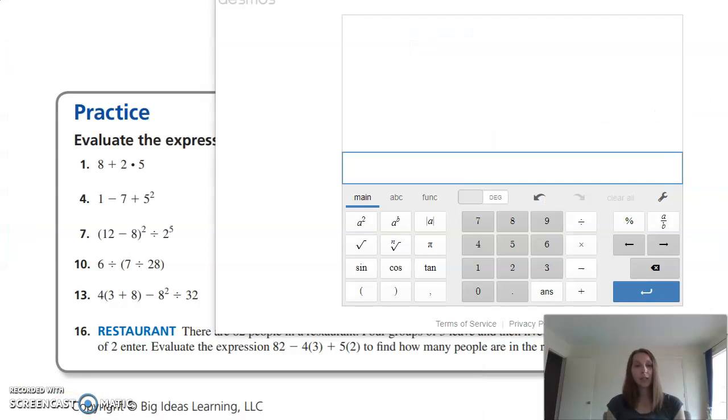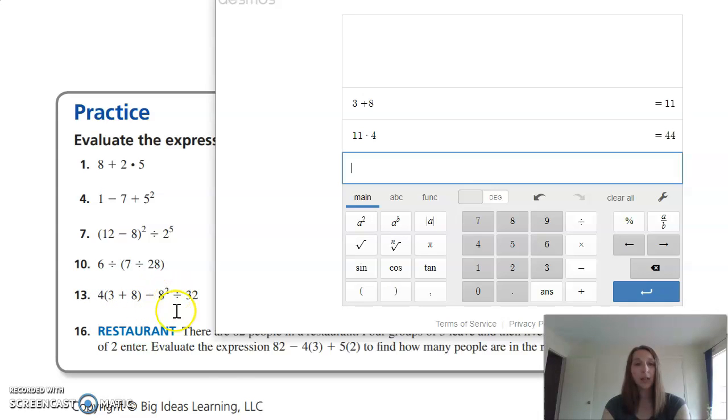Okay, number 13, 4 times (3 plus 8) minus 8 squared divided by 32. Going to take a few different steps to get there, so we need to first start with parentheses. 3 plus 8, 11. We need to multiply that times whatever's on the outside, so 11 times, here we have 4, is 44. I just write that above that. We know that one is 44.